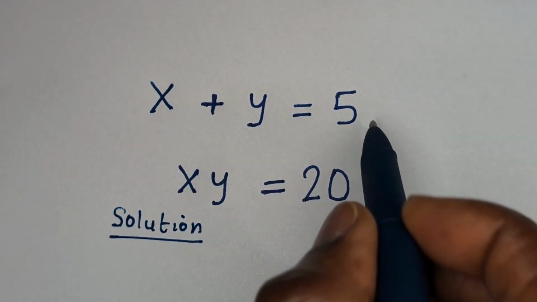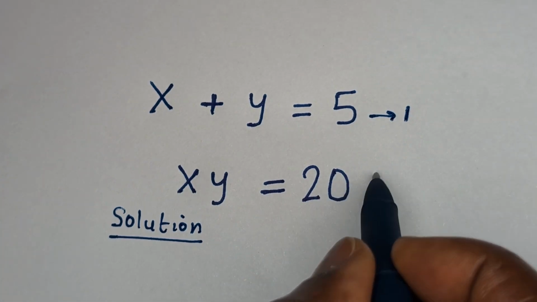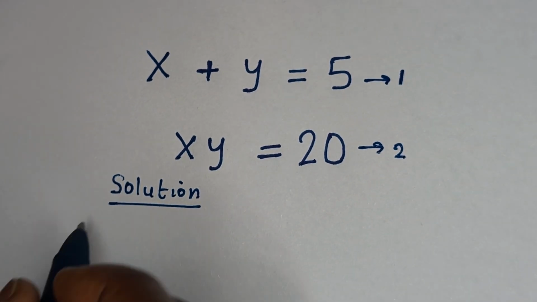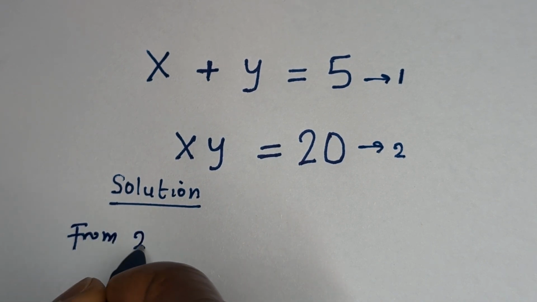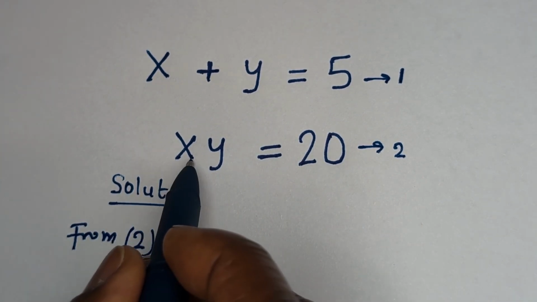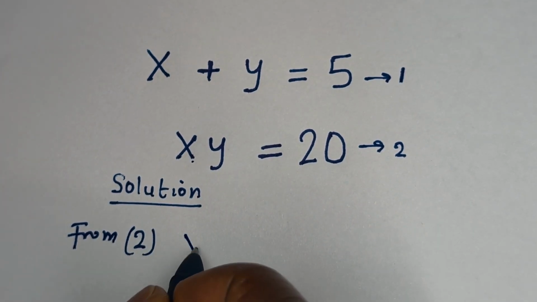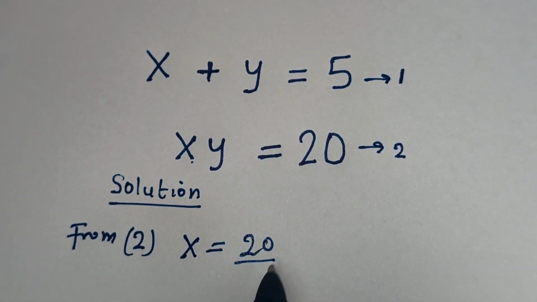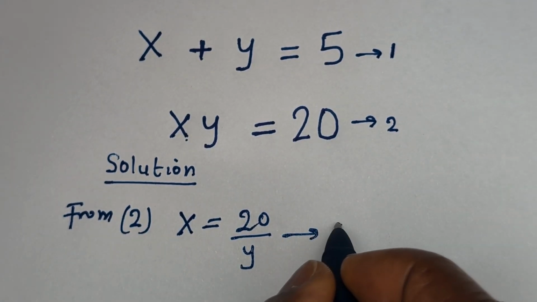Solution. x plus y is equal to 5. Let us call this equation 1. xy is equal to 20. Let us call this equation 2. Then from equation 2, let us make x the subject of the formula. x is equal to 20 over y. Let us call this equation 3.